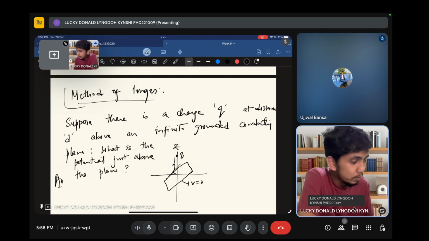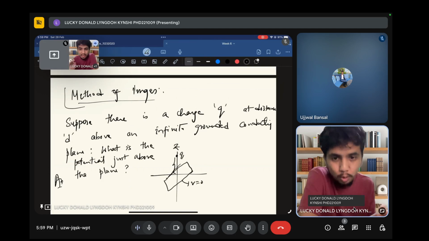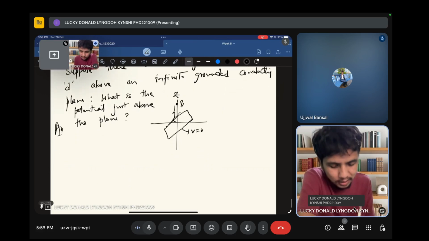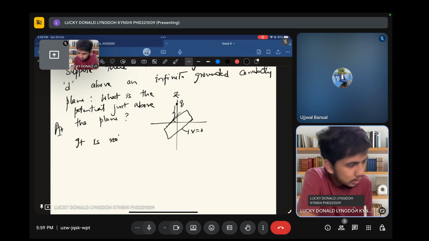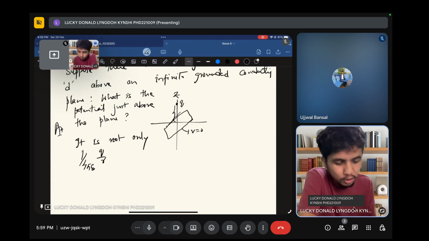But in fact, a certain negative charge will also be induced near this plane because of the point charge plus q. So it's not only the point charge plus q, but also a certain amount of negative charge induced near the surface of this plane. That is why you will not simply have the potential due to plus q, but also the potential due to the induced charges. So the answer is not only 1 by 4 pi epsilon naught, q by r.